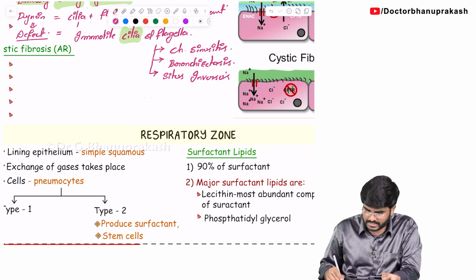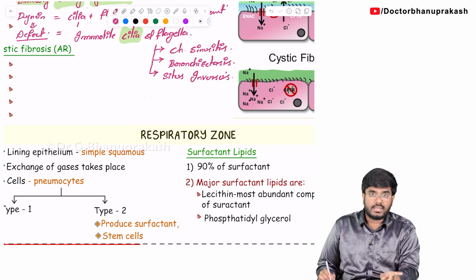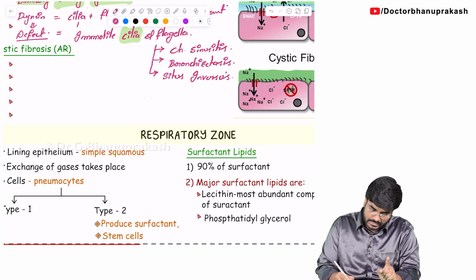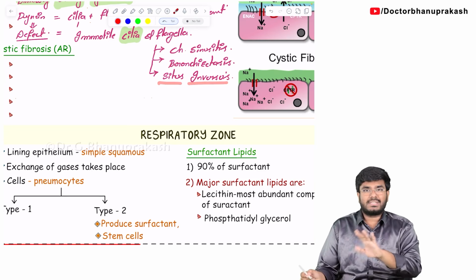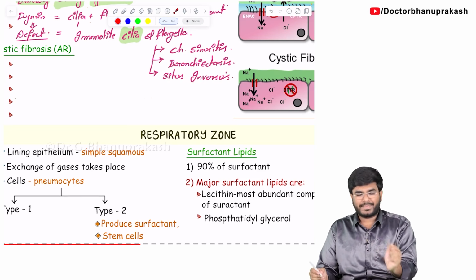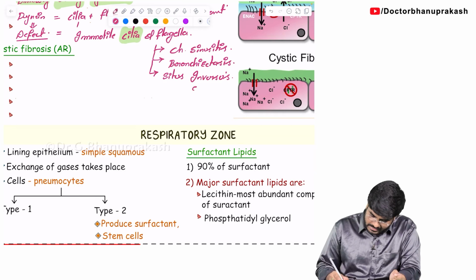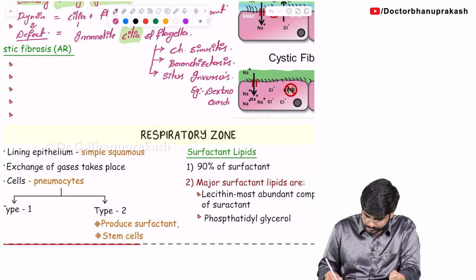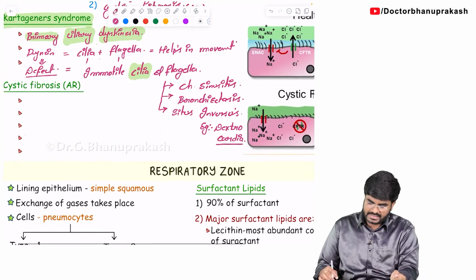Okay, situs inversus means opposite side placement of the organs. Site means the organ site is going to be opposite. Now, what is the example of this situs inversus? The classical example of situs inversus is dextrocardia. Dextrocardia means right-sided heart.